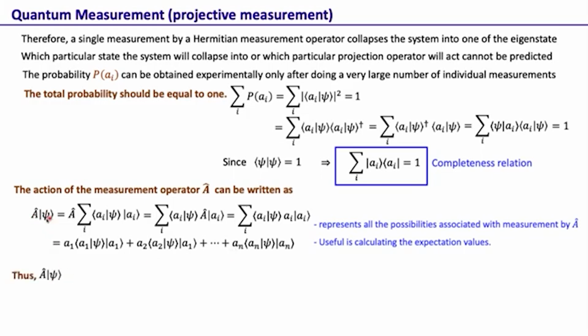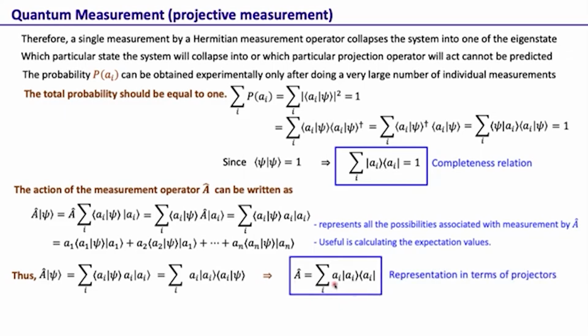So now again this A acting on psi, we can just rewrite in this manner. This is just a number, so we are bringing it here, and so we write it in this manner. So A psi is like this. This basically implies that this quantity, the sum of a_i |a_i><a_i|, is just the operator A. So this is the representation of A in terms of these projectors, with a_i as the eigenvalue associated with |a_i>. So that's the representation in terms of projectors.